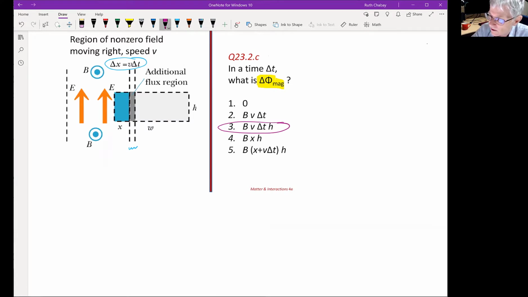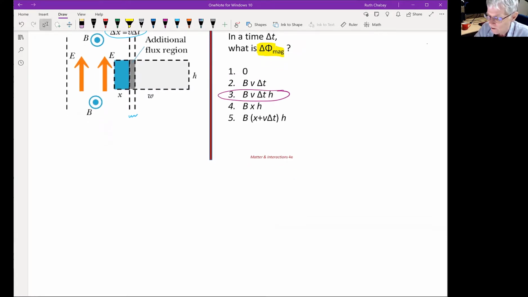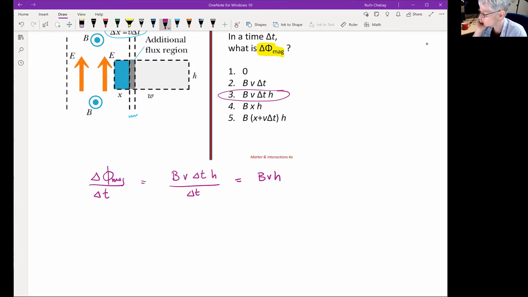Okay, so now what we can do is Faraday's law, which says the change in magnetic flux with respect to time is going to be our B v cosine 0 degrees delta t h divided by delta t. And so that actually gives us B v h. So that's the right-hand side of the equation.